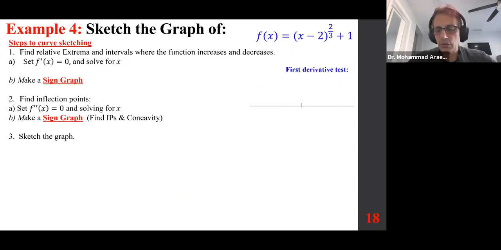Okay, we want to graph this one. And again, what I like to do is to look at the graph using precalculus. So let's go over that, everybody.